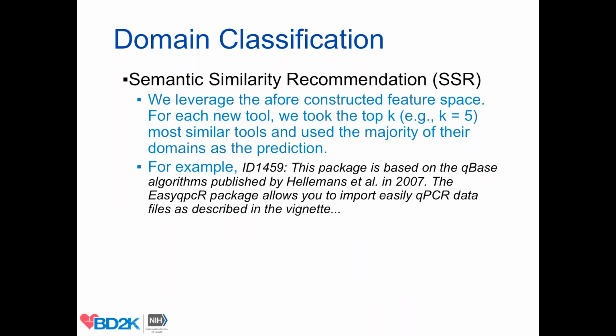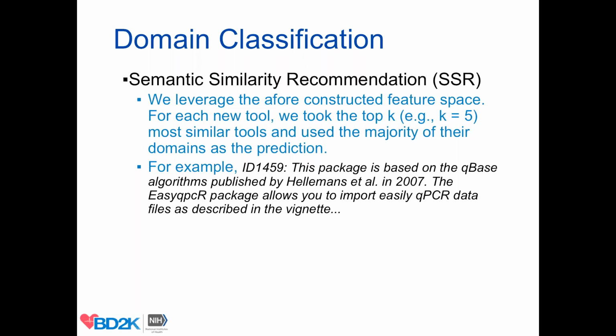Then we developed the semantic similarity recommendation system to complete the classification task. In Aztec IR, we expanded the document vectors and saved them. We leveraged this accurate feature space for representing the short text documents and also for similarity calculation. For each new tool, we took the top 5 most similar tools and used the majority of the domains as the prediction.